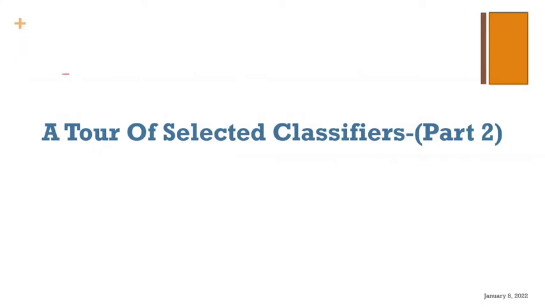Last week, we started by introducing ourselves to a tour of selected classifiers, where we took ourselves through the processes that are often involved in the building of classification algorithms, depending on the case that we might be dealing with. So today we are going to continue with part 2 of it, where we try to see further, especially from where we stopped the other day.